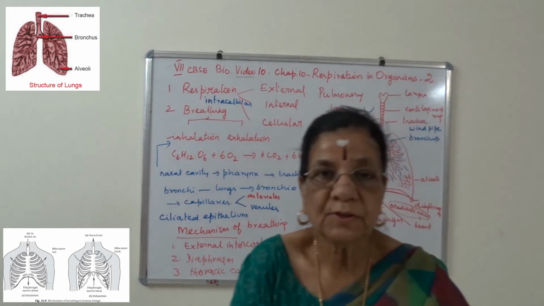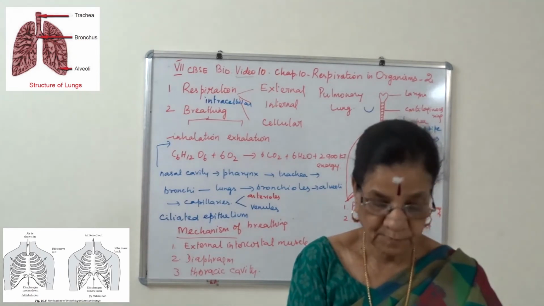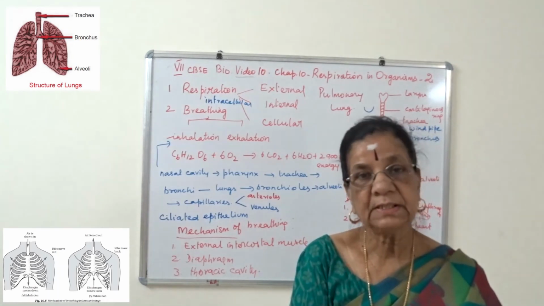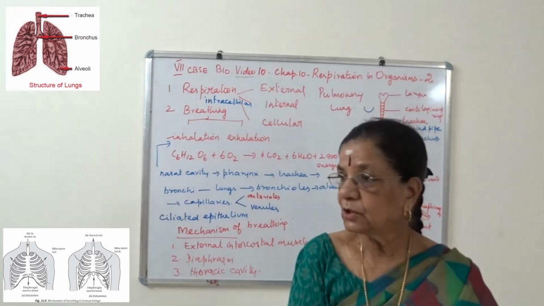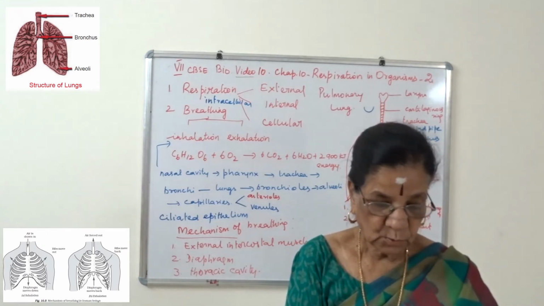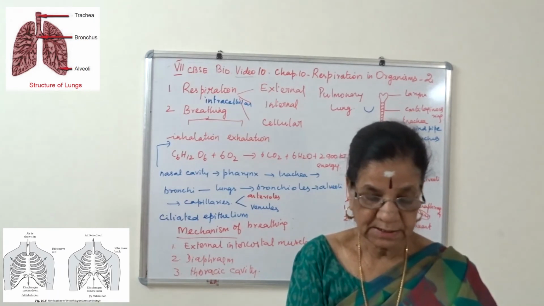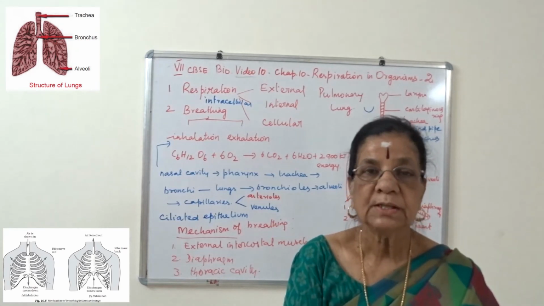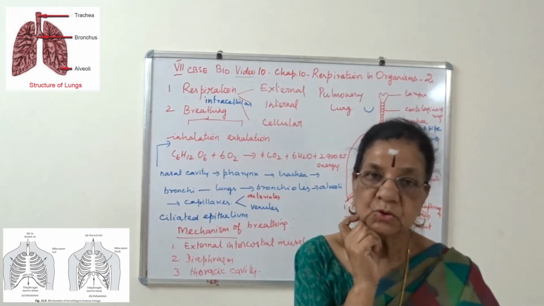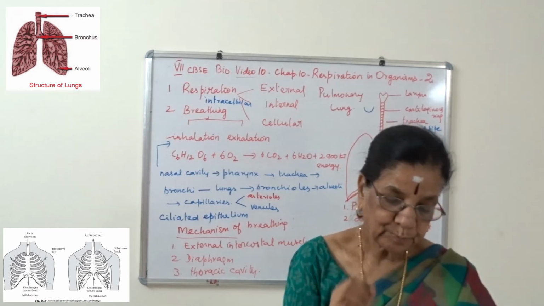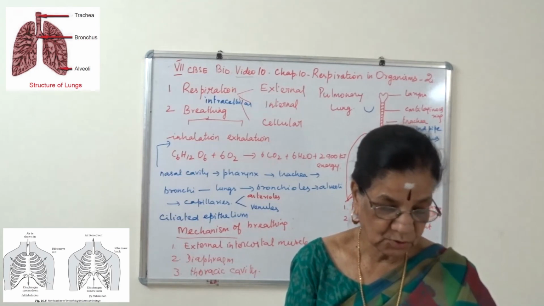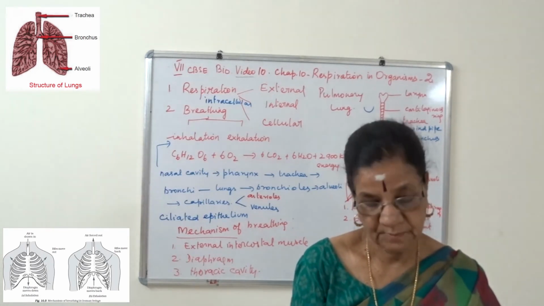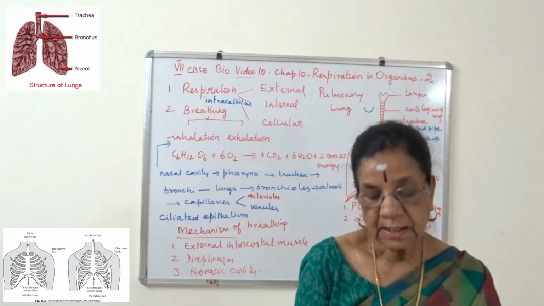The contraction of the radial muscles of the diaphragm leads to flattening of the inelastic dome shaped central part of the diaphragm. Sure? And as a result of these muscular movements, the volume of the thoracic cavity is increased. So, it causes the air pressure within the lungs to fall below the atmospheric air pressure. So, the air enters from outside, passes through the respiratory tract and reaches the lungs. I hope you understand.